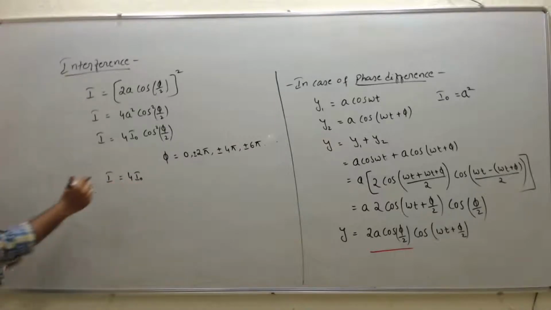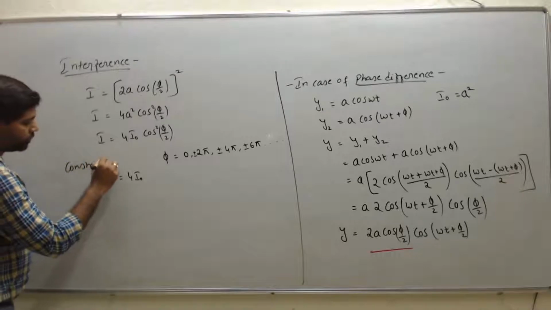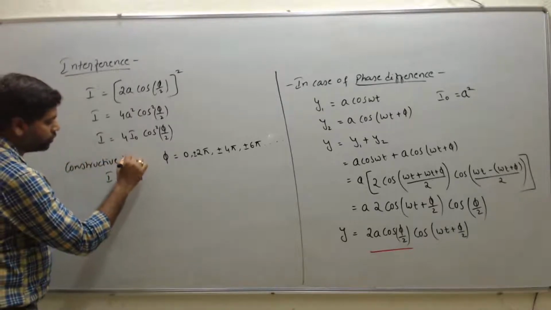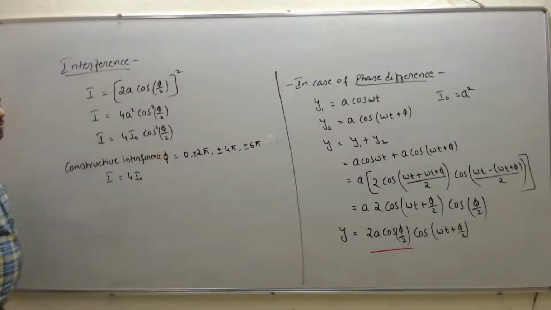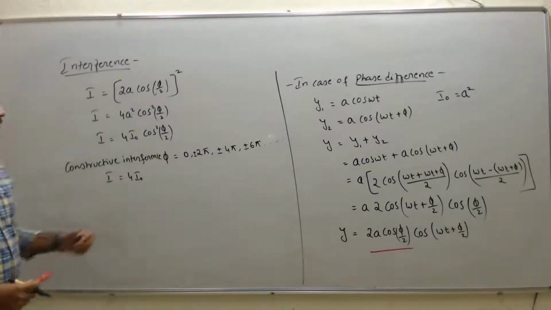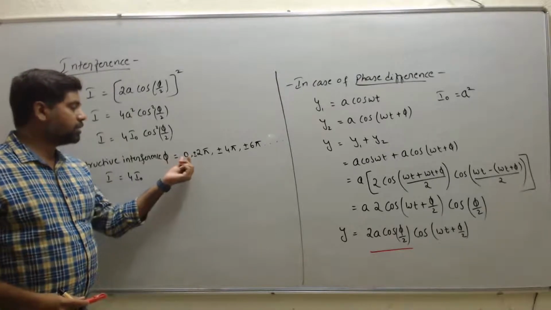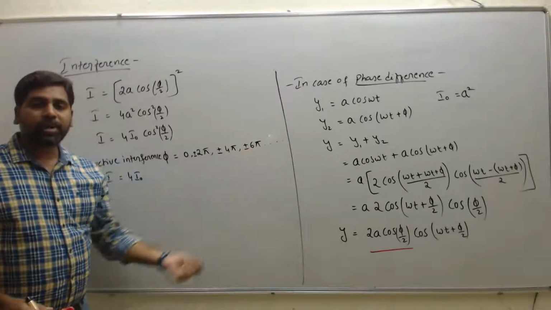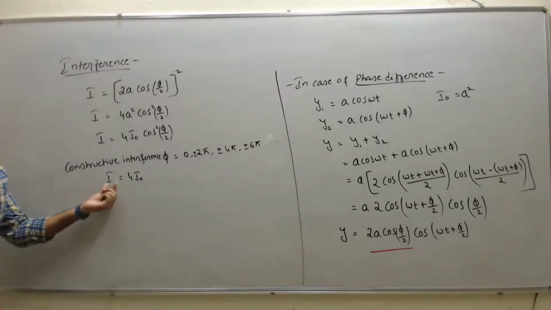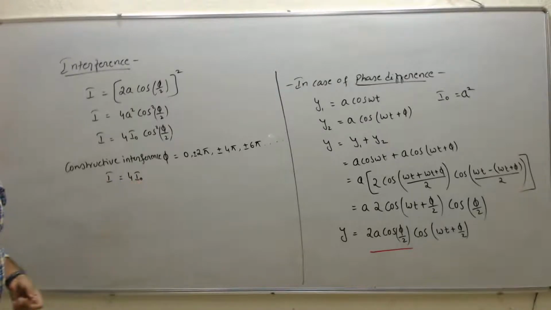So this condition is for constructive interference. For constructive interference, the phase difference pi varies, that is, the values of pi are 0, plus or minus 2 pi, plus or minus 4 pi, and plus or minus 6 pi. Then we get the resultant intensity I equal to 4 I naught.